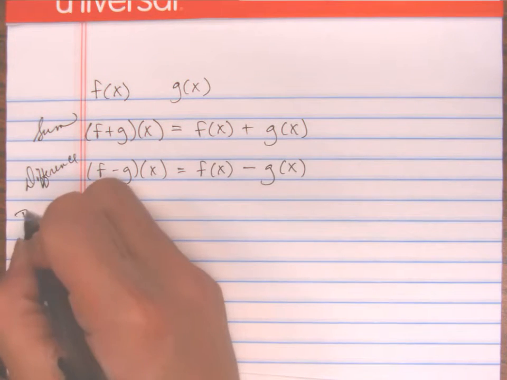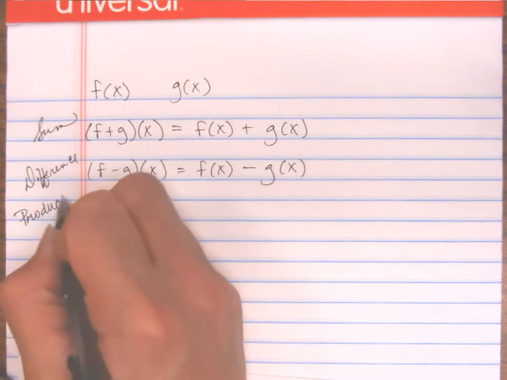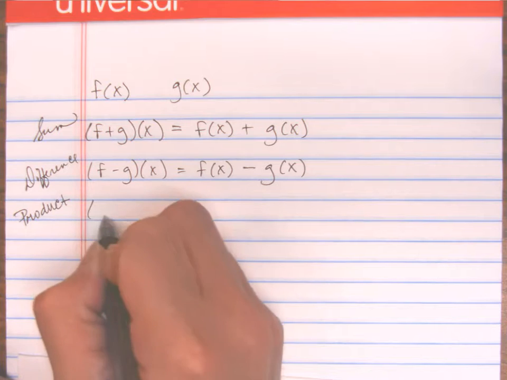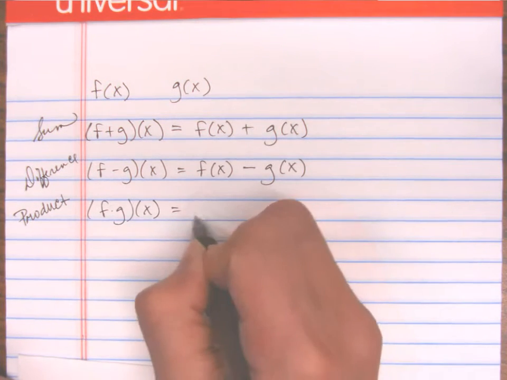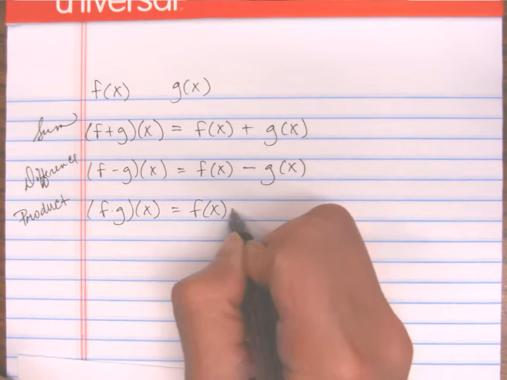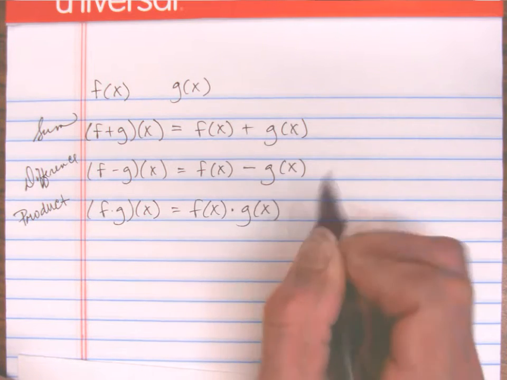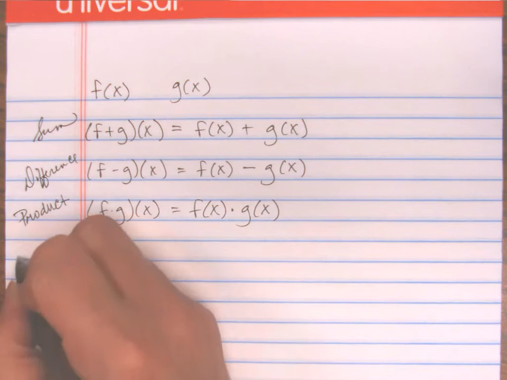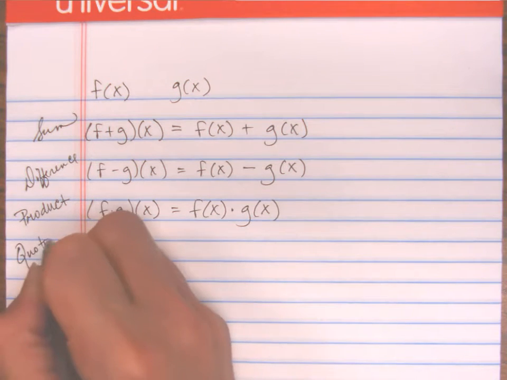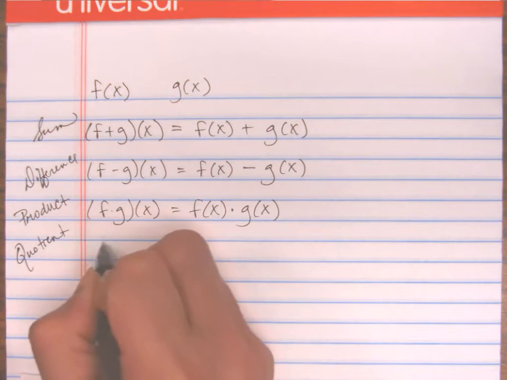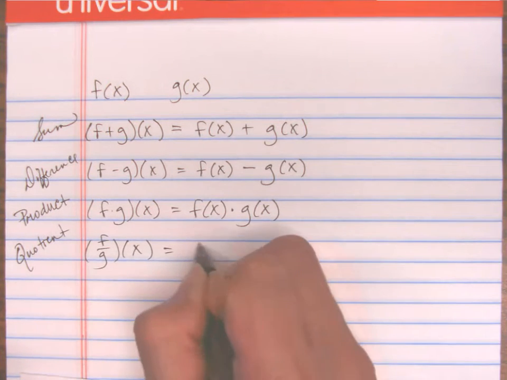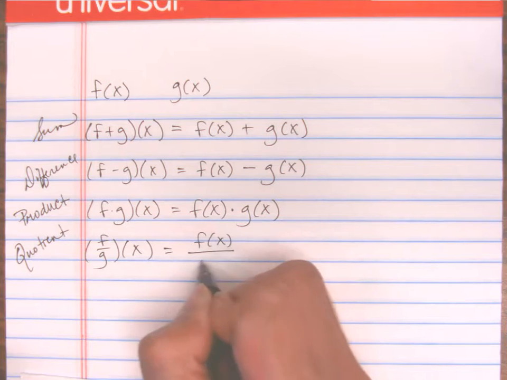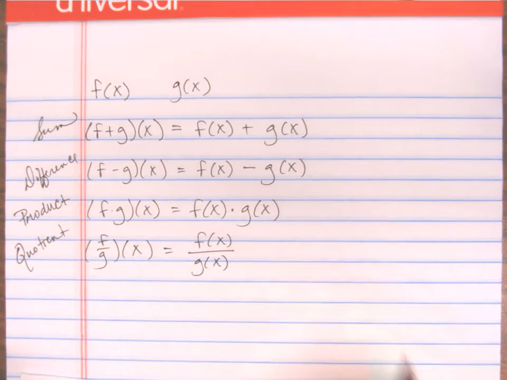We can also find the product. So f times g of x is equal to f of x times g of x, and the quotient, f divided by g of x is equal to f of x divided by g of x.